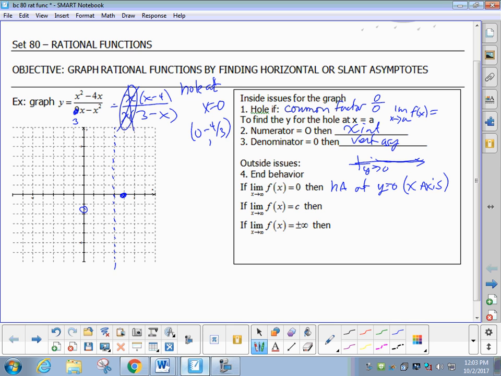If there's equal power in the numerator and denominator, as in this case, then the function will approach a constant. And by constant, I mean not 0, like some other constant. Then there would be a horizontal asymptote at y equals c. Now, this is the topic of today.